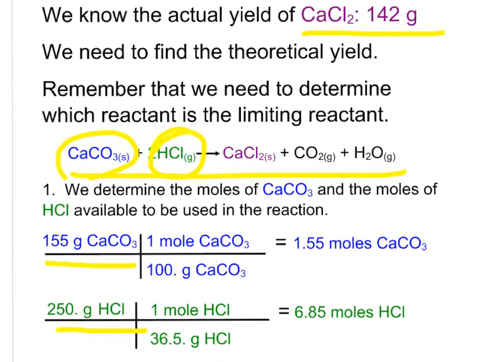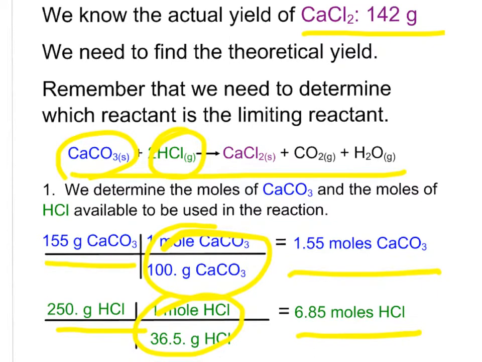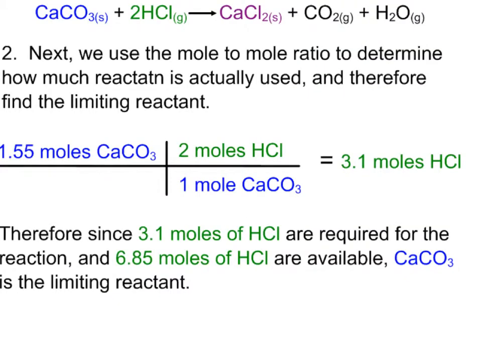We multiply by the molar mass: 1 mole of calcium carbonate is 100 grams of calcium carbonate per 1 mole. And here we multiply by the molar mass for hydrogen chloride. And these are the results we get: 1.55 moles of calcium carbonate and 6.85 moles of hydrogen chloride. Once we know that, we can use the mole-to-mole ratio then to go on and determine how much reactant is actually used, and that gives us our limiting reactant.